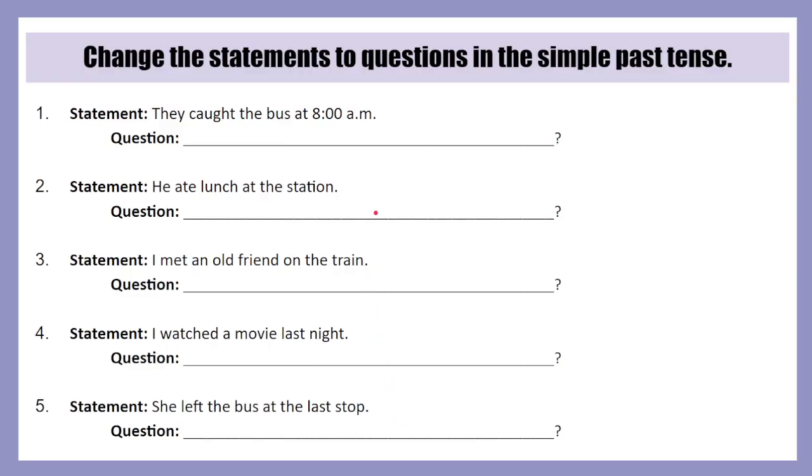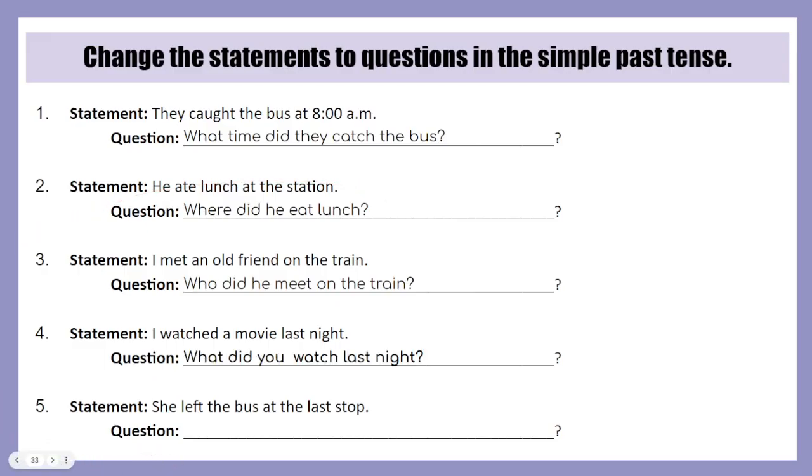Okay, now change the statements to questions again. What time did they catch the bus? They caught the bus at 8 a.m. Where did he eat lunch? He ate lunch at the station. Who did he meet on the train? He met, this should be, who did you meet on the train? I met an old friend.